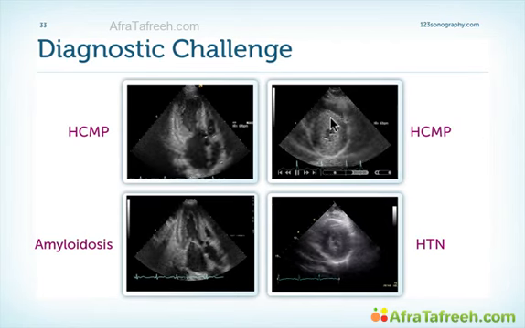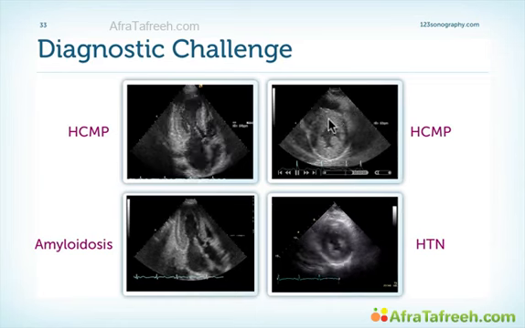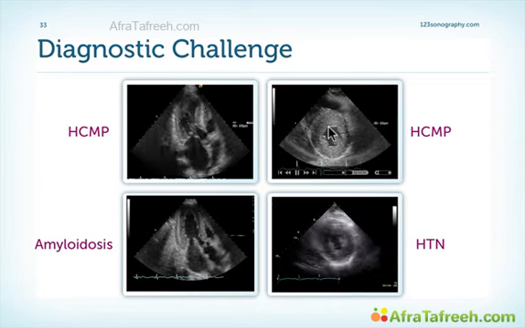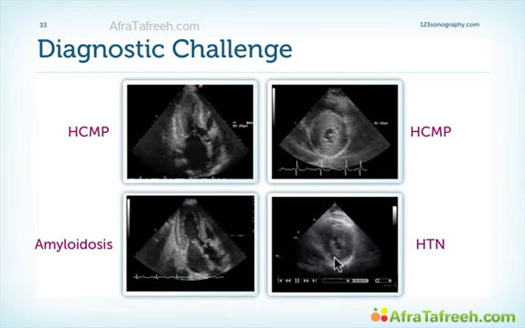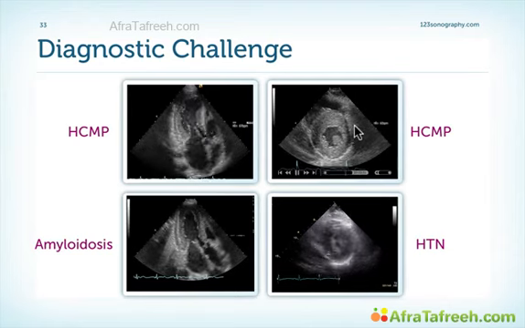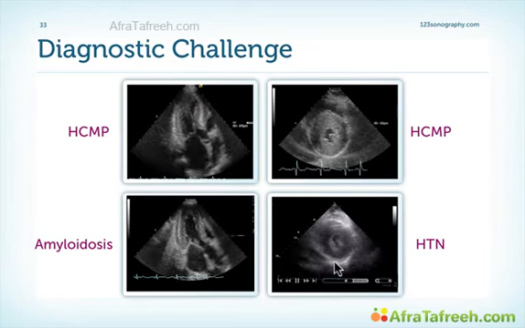Here we have hypertrophic cardiomyopathy. Note that the septum is asymmetrically hypertrophied. And here we have more concentric hypertrophy. This is the classic type of hypertrophic cardiomyopathy. And here we have hypertensive heart disease.